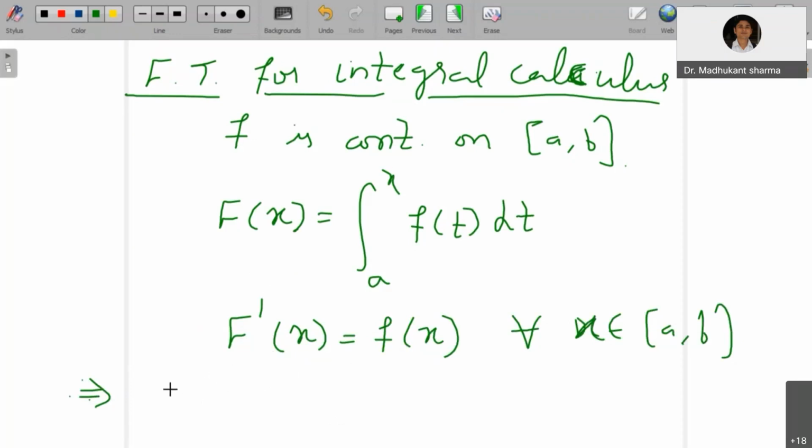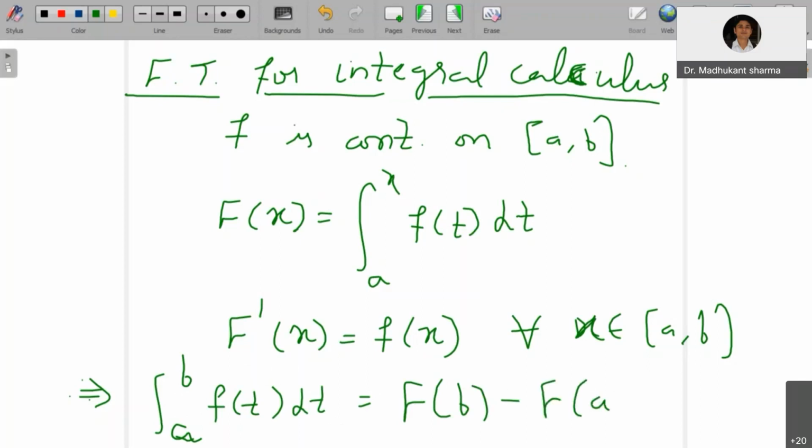So this implies the integration from a to b of f of t dt is going to be capital F of b minus F of a. Very fast. Your objective was to find the antiderivative, which is sitting here. So this was the fundamental theorem of integral calculus. The generalization of this is here.